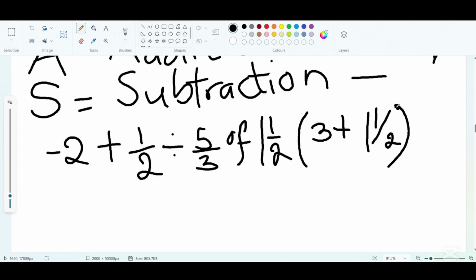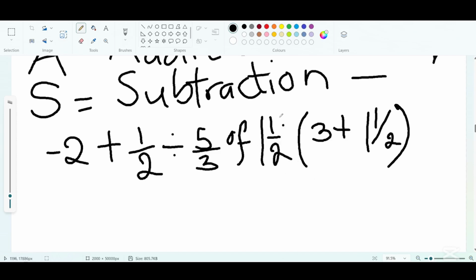And this bracket, what does it contain? It contains 3 plus 1 and 1 over 2. Now we'll need to resolve this first. Whatever is inside the bracket, we treat the bracket as another entity on its own, and we resolve everything inside the bracket into a single number, which could be a fraction or a whole number. Then when we are done, we use whatever answer we get to multiply whatever is here.